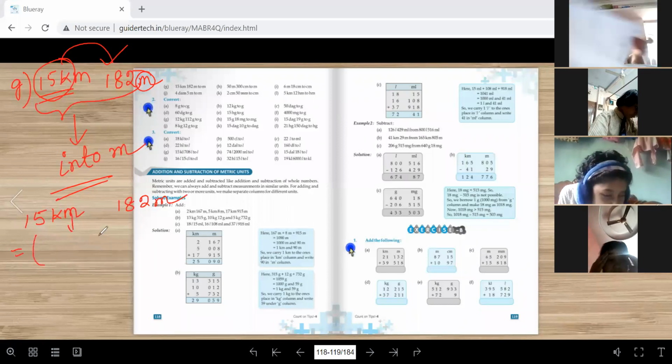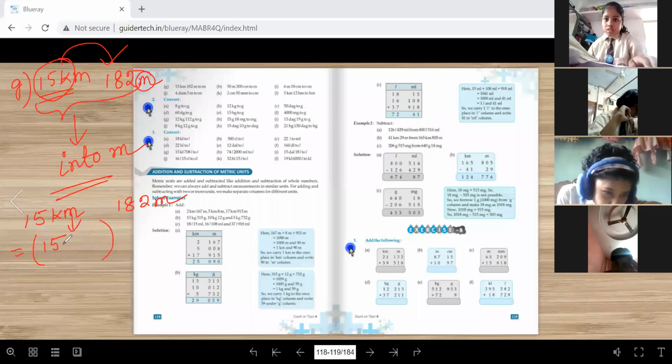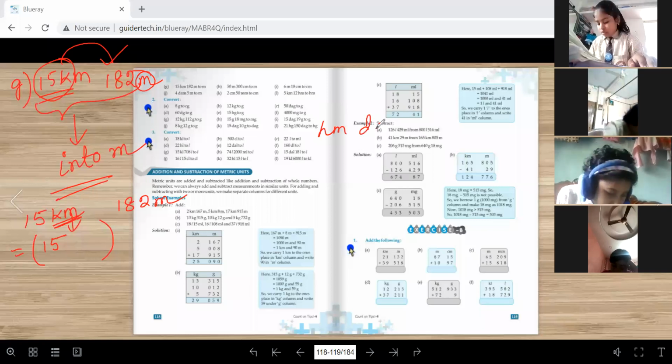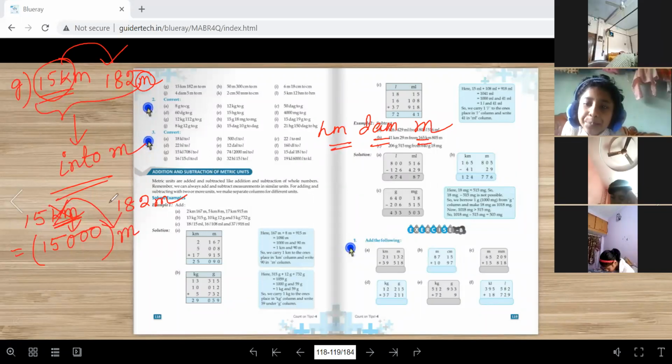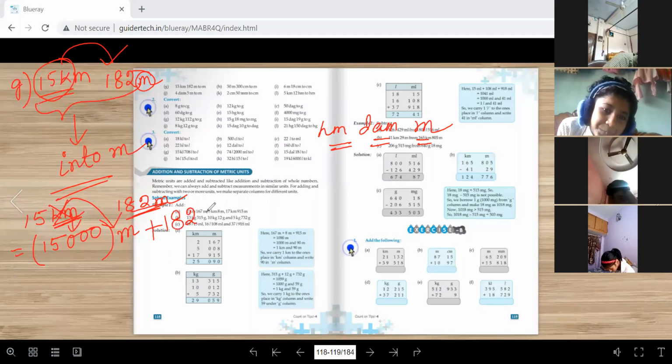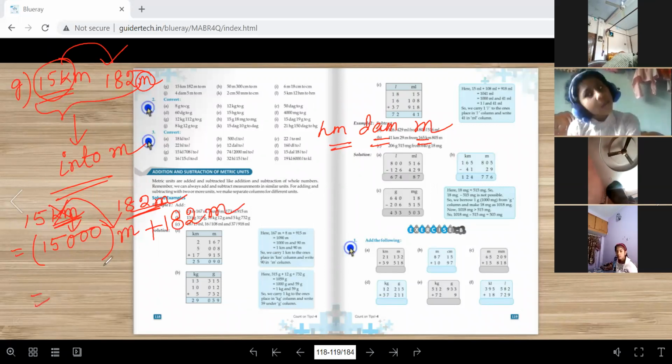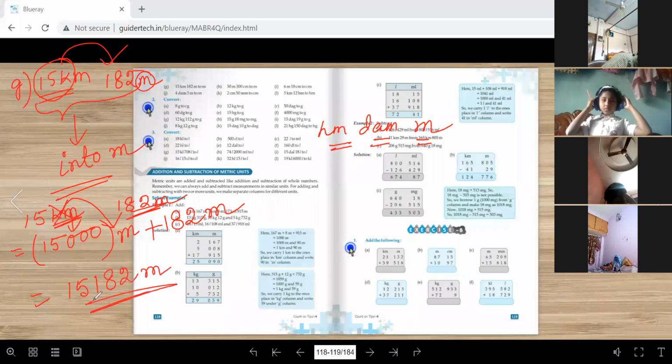First, convert this 15 kilometer into meter. So this will be 15 kilometer to meter. Kilometer, then hectometer, decameter, meter. 3 zeros will be there. So 3 0. Then right here meter. Now it will remain kilometer or meter? Already it is converted, no? It has been converted into meter. After that, plus this 182 meter. Understood what to do? Now just add them. 15,182 meter.